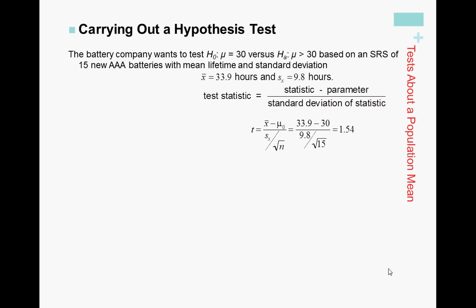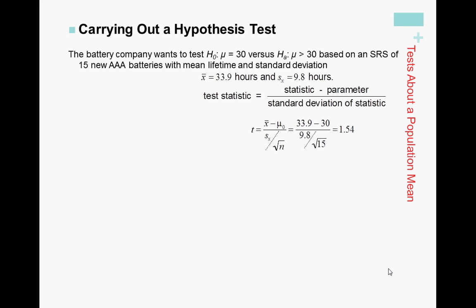We do our x bar minus the mu that the null hypothesis assumes, which is 30. Then we do the sample standard deviation over the square root of the sample size, 9.8 over square root of 15, and we get a t statistic of 1.54. Just a reminder, that's saying we are 1.54 standard deviations above the mean.